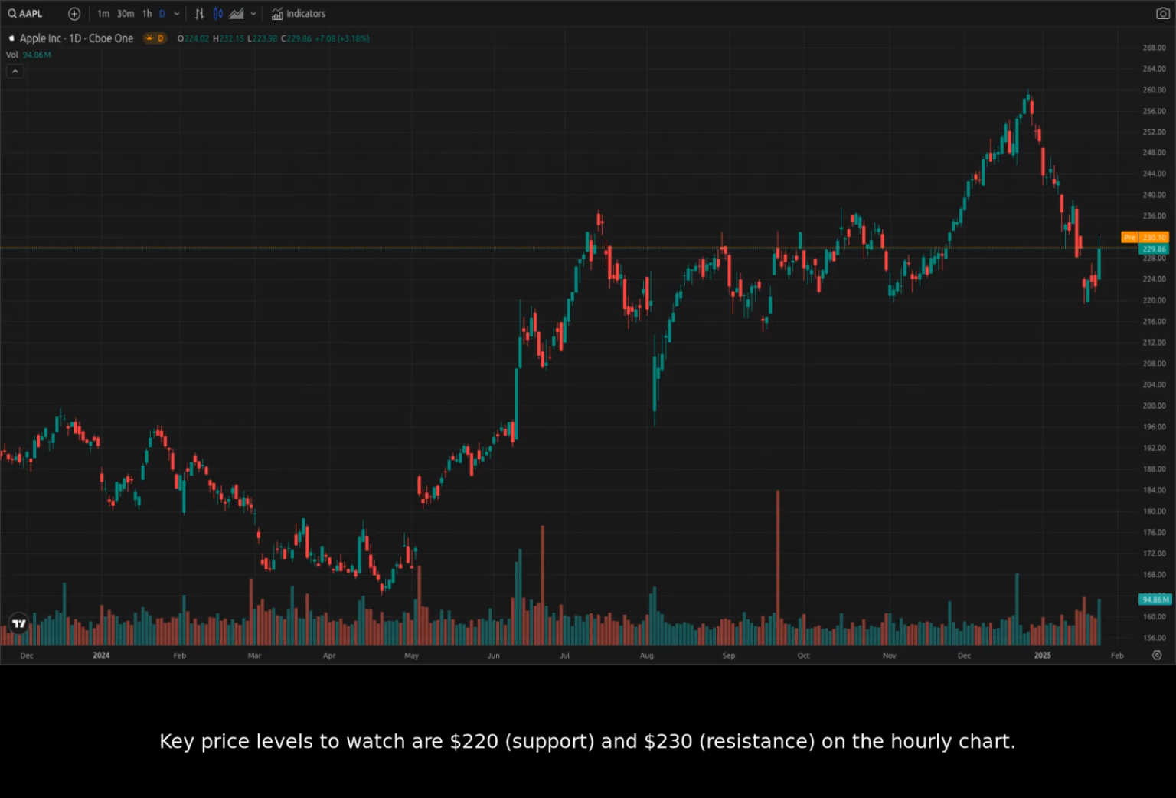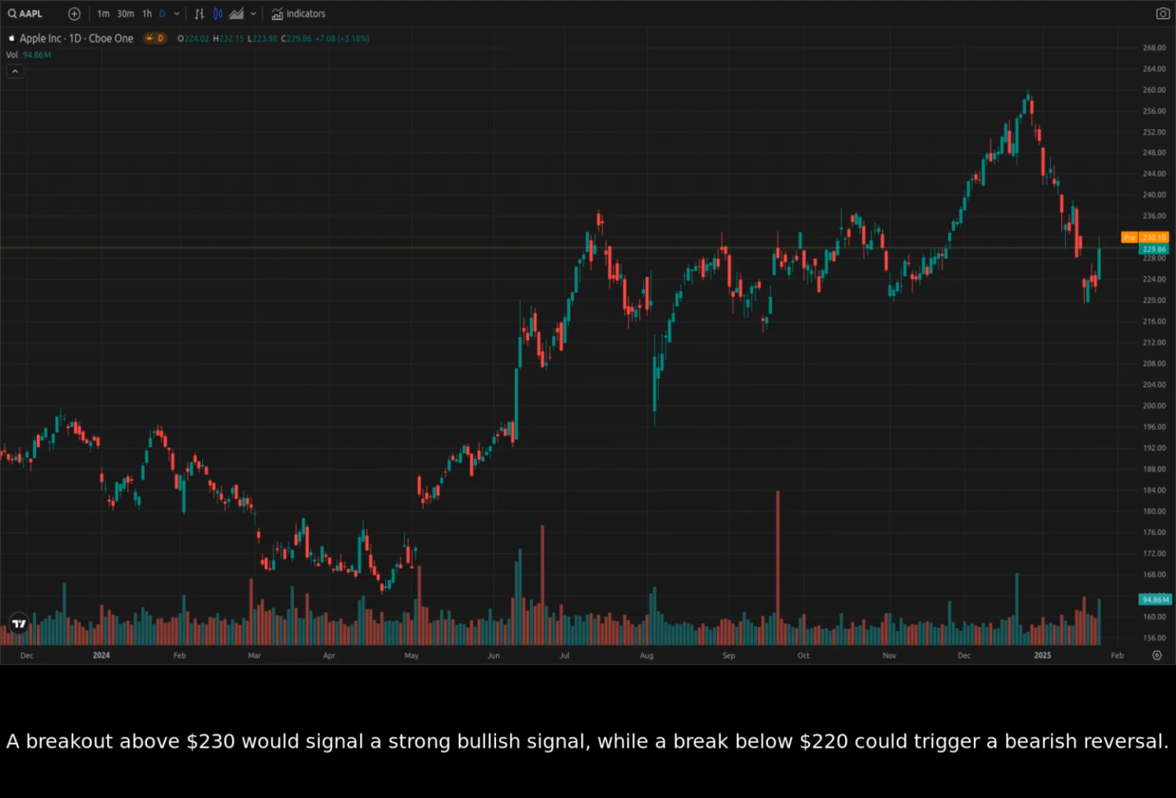Key price levels to watch are $220 support and $230 resistance on the hourly chart. A breakout above $230 would signal a strong bullish signal, while a break below $220 could trigger a bearish reversal. In the short term, I would anticipate mostly range-bound behavior, with several periods of small price spikes.